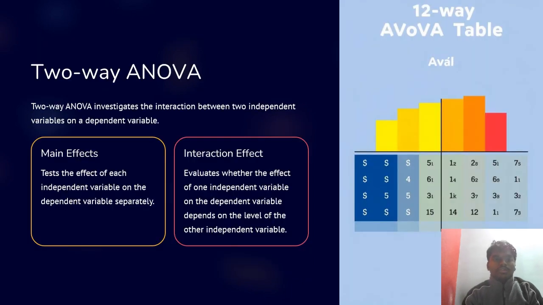Two-way ANOVA. Two-way ANOVA investigates the interaction between two independent variables on the dependent variable. Main effects. Tests the effect of each independent variable on the dependent variable separately. Interaction effect. Evaluates whether the effect of one independent variable on the dependent variable depends on the level of the other independent variable.